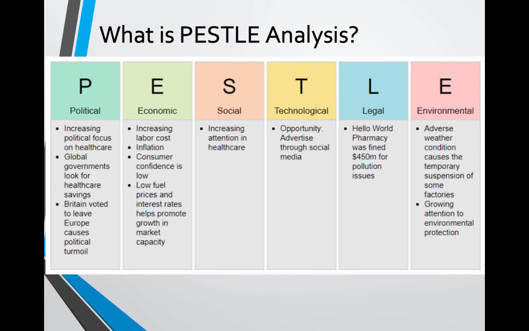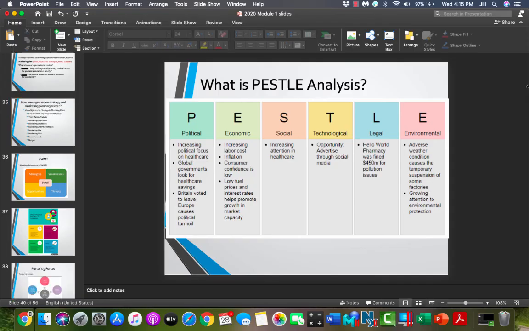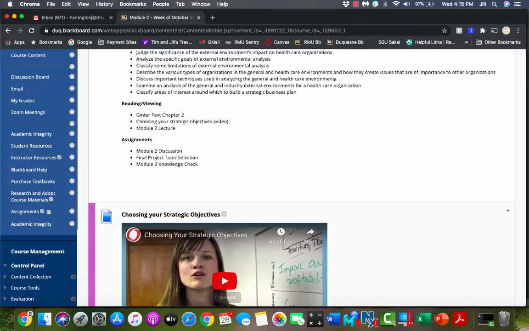So political and legal, I like to see them separated because they can bring different things to the table for us to deal with. But on here you can see economic, social, technological, environmental, all of those things that we just talked about. So I think that's all I've got for you this week.